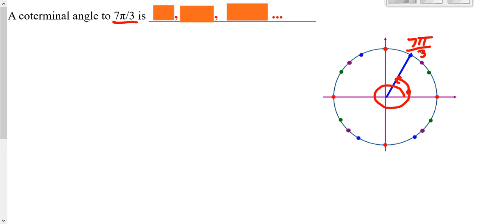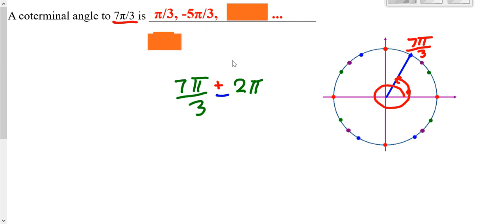So coterminal, when you're dealing with radians, is still adding or subtracting a full revolution. Well, remember in radians, a full revolution is 2 pi. So we'd have to take our 7 pi over 3 and either add or subtract full revolutions. So if we did just subtract a full revolution, we would get this, because if you do a common denominator, 2 pi would be 6 pi over 3. You'd be subtracting 6 pi over 3 from 7 pi over 3, and we would get this.